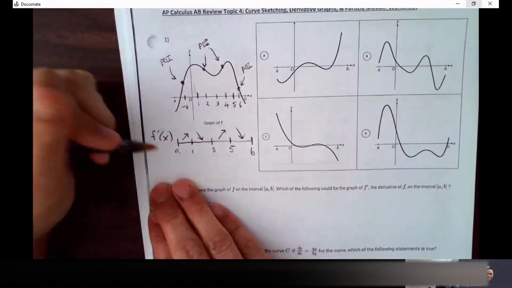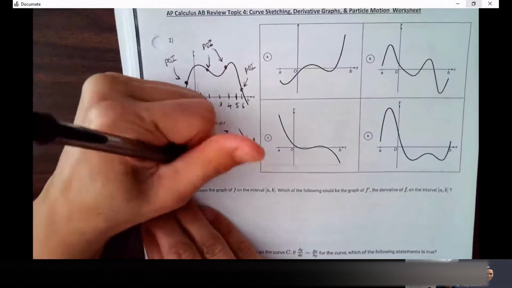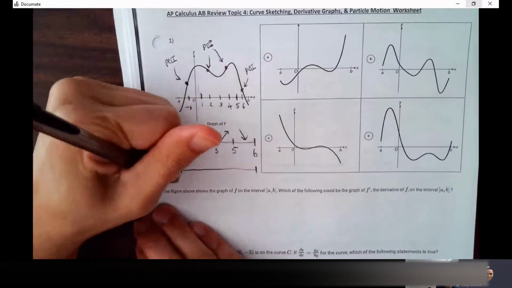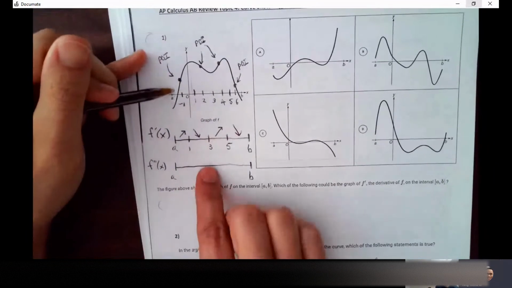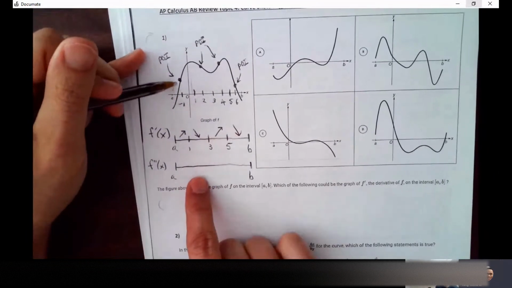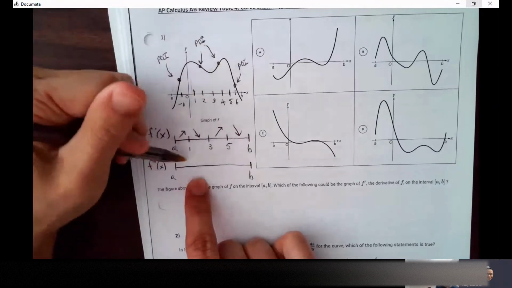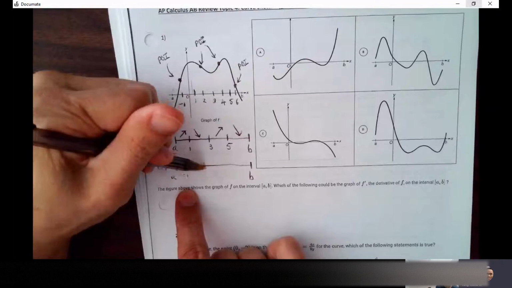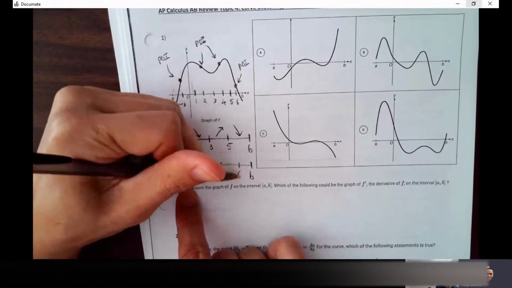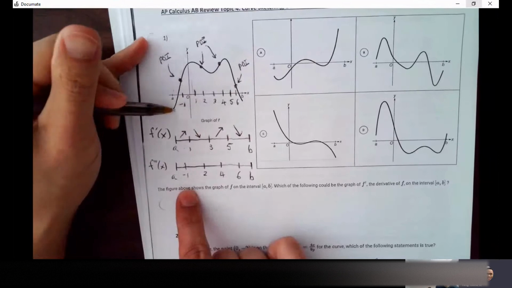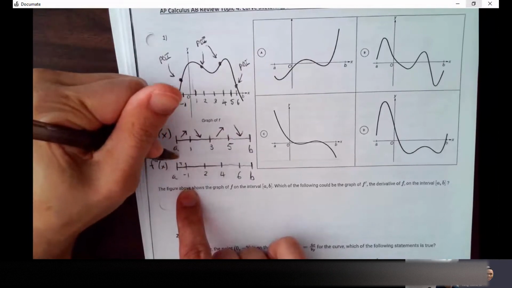We can also create a concavity sign line here. Again, we're stretching from endpoint to endpoint. And POIs, we said, were at -1, 2, 4, and 6. Okay, so this is concave up, concave down, so it's going to keep transitioning back and forth.